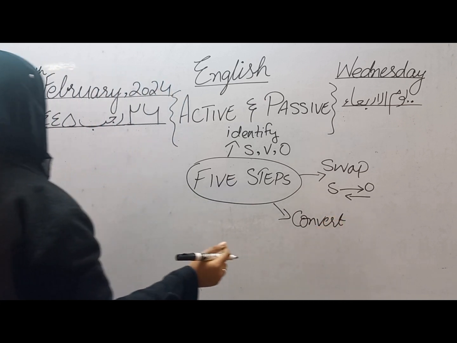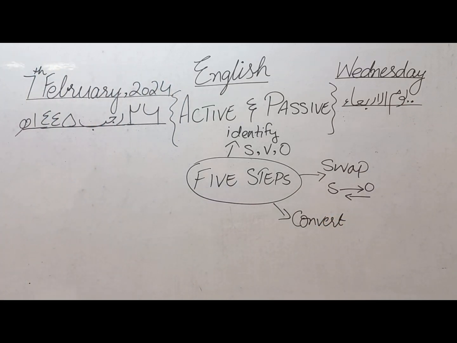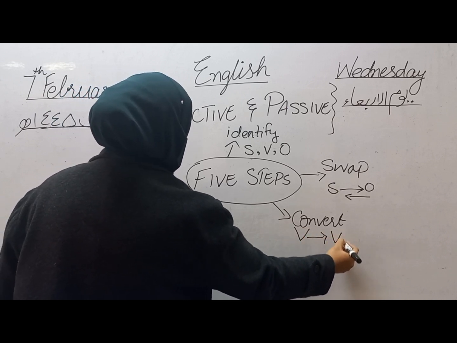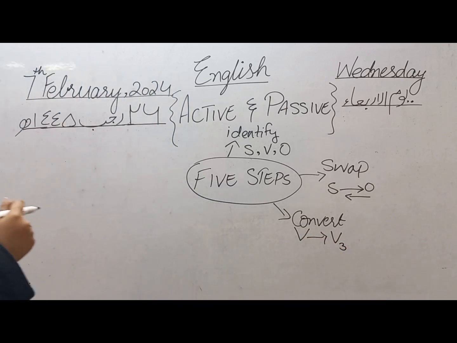And the third step is that you need to convert what? Any idea? Any guesses? What do you need to convert? Right. Very good. You need to convert the verb into verb 3. Verb 3 is the third form of the verb that you need to write. Whatever verb is given in the sentence, you will change that verb into the third form of the verb, the past participle that you have learned already. If you have not learned the forms of verbs yet, you need to learn them as early as possible, even today. Okay?